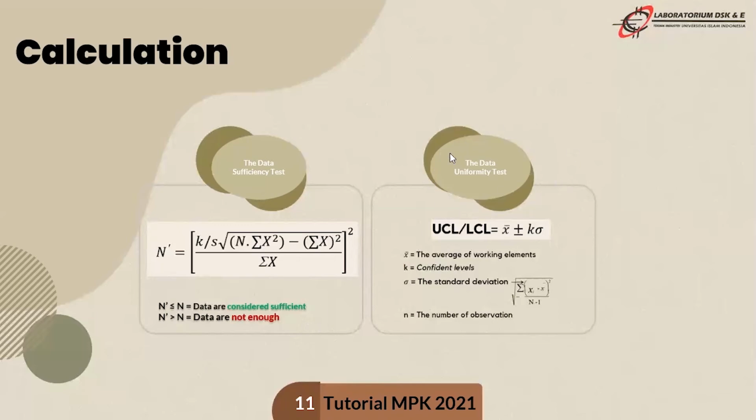And for the data uniformity test, you can use the formula that has been shown in the slide, where there are two things. The first is the upper control limit, using the formula x bar plus k multiplied by standard deviation. And for the lower control limit, the formula is x bar minus k multiplied by standard deviation, where x bar is the average of the working elements, k is the confidence level, the standard deviation uses the formula shown in the slide, and n is the number of observations.